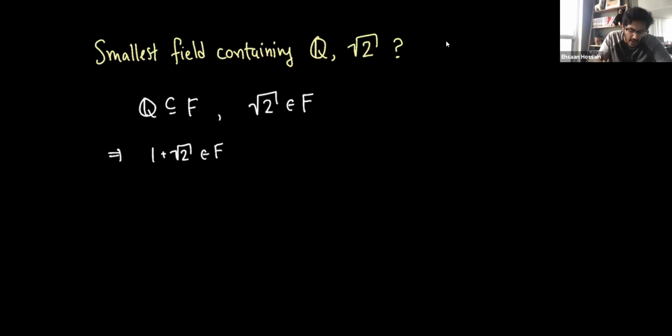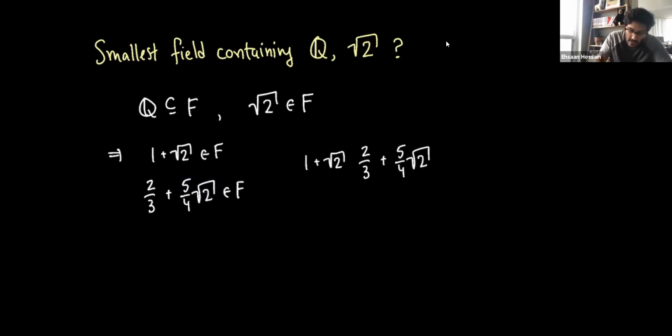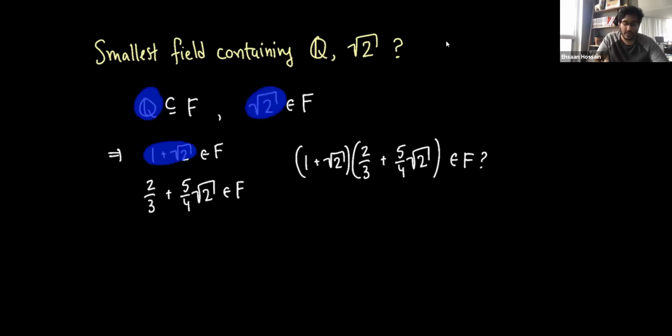And since it contains Q, it would have to have 2/3. And then I could say 5/4 if I want. And I can multiply that by root 2. And that has to be in F as well. And in fact, since it has both of these elements, and I know that F is closed under multiplication, I should be able to multiply them together. And that should be an element of F as well. So before I even tell you what F is, you can figure out a couple of its elements, other than just rational numbers and root 2. 1 plus root 2, this weird product of combinations.